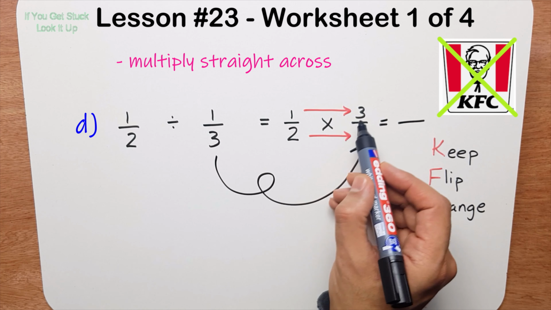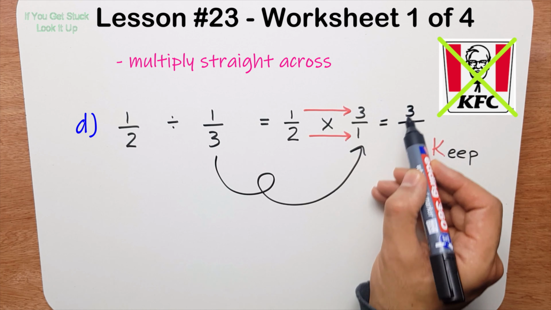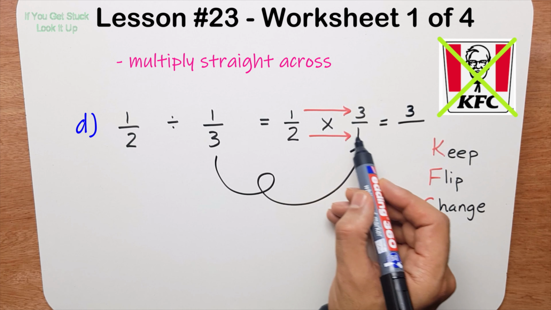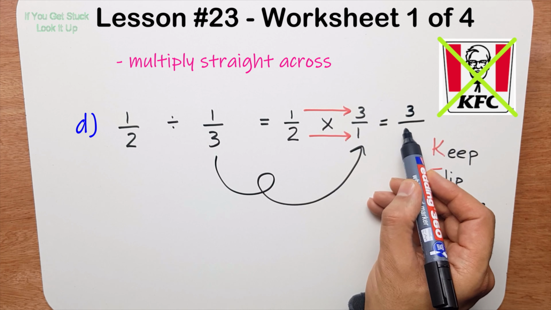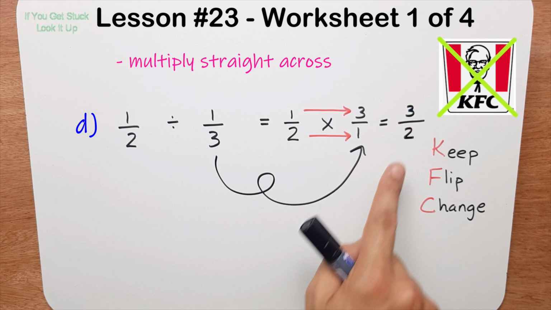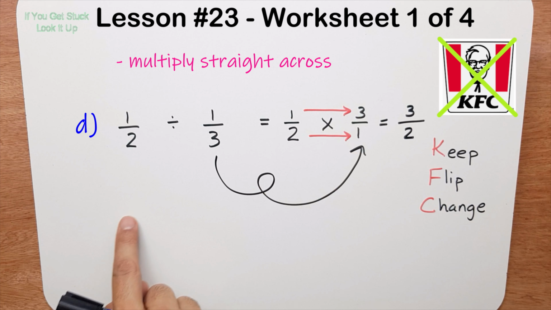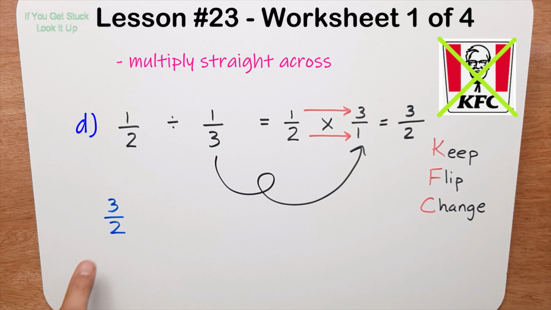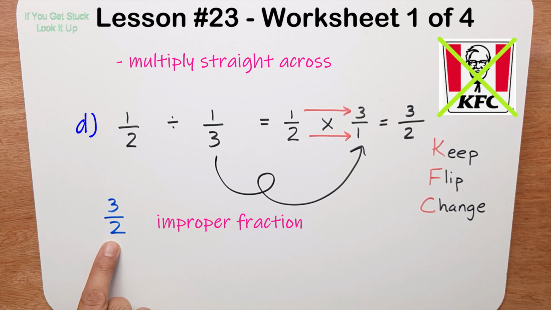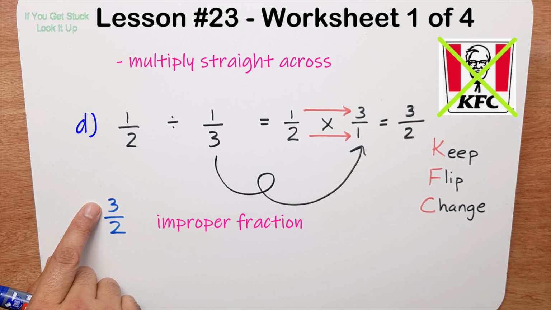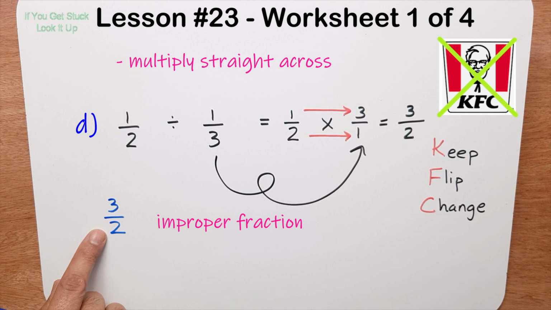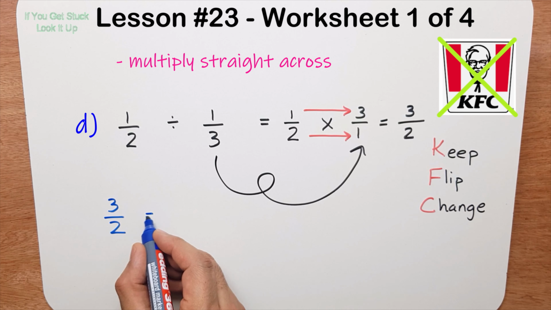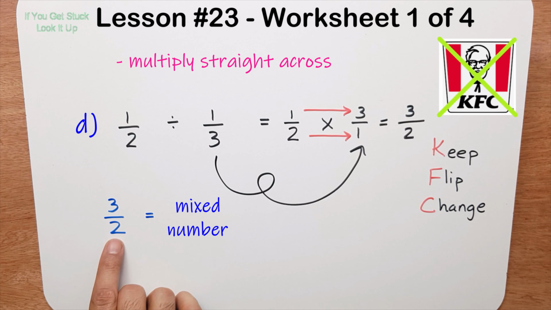1 times 3 is 3. 2 times 1 is 2. Now let me look at that fraction down here. It's 3/2. This is an improper fraction because the numerator is bigger than the denominator, and I want to change it into a mixed number.